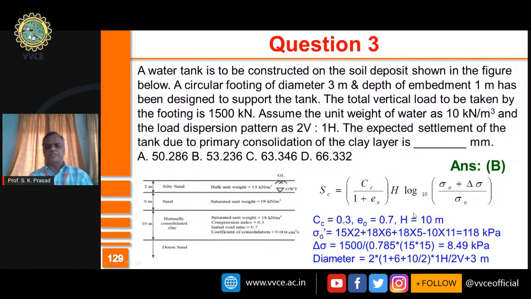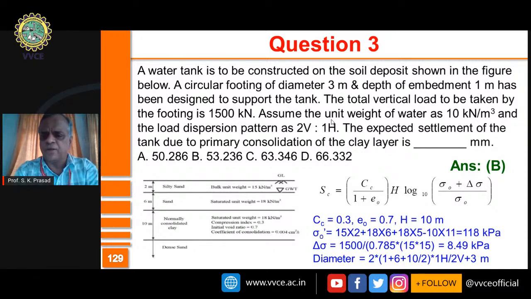Possibly you may have to memorize this. And based on what is given here, I'll read now. A water tank is to be constructed on a soil deposit shown in the figure. A circular footing, diameter 3 meters, and depth of embedment 1 meter has to be designed, and it should be put on the ground supporting the tank. The total weight, the vertical load to be taken, is 1500 kilonewtons.